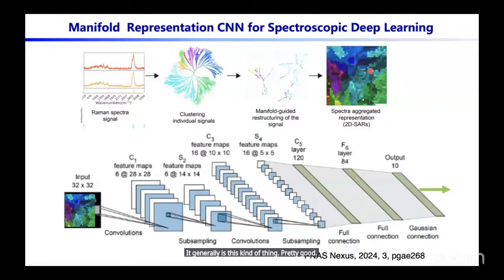So this figure actually corresponds to this kind of thing. And then you can input this figure, this image, instead of the original data. And then it actually goes through this CNN architecture for the learning purposes.